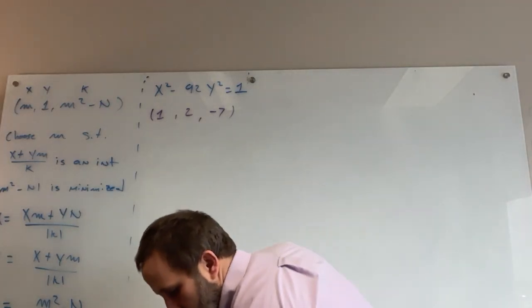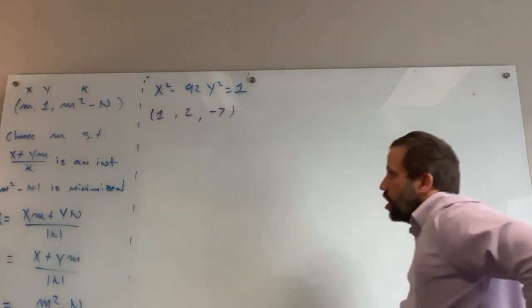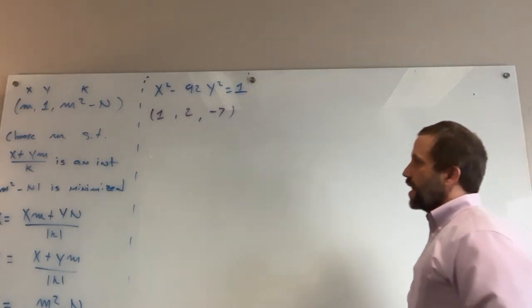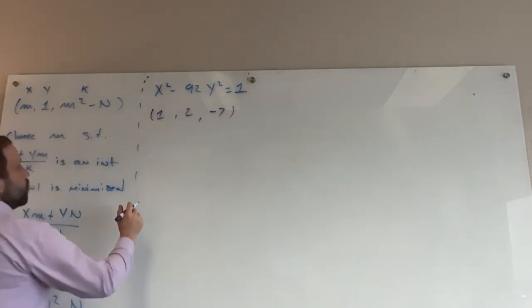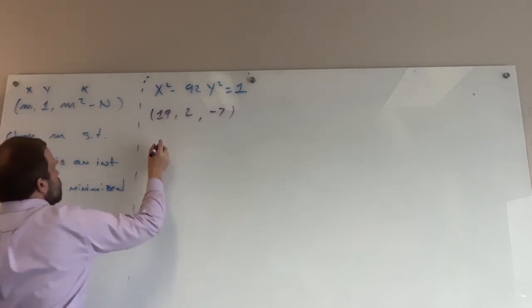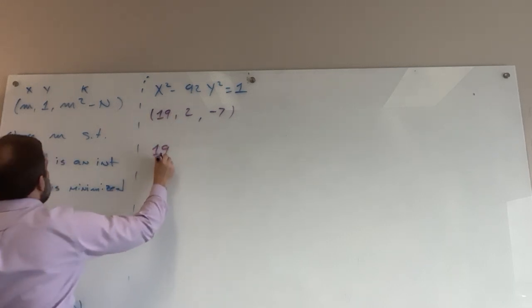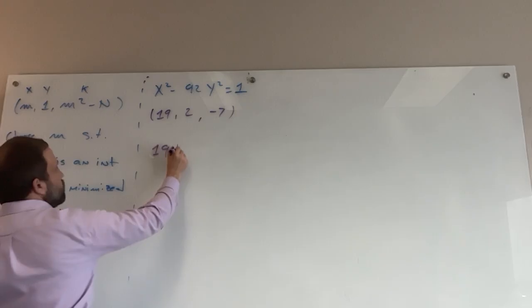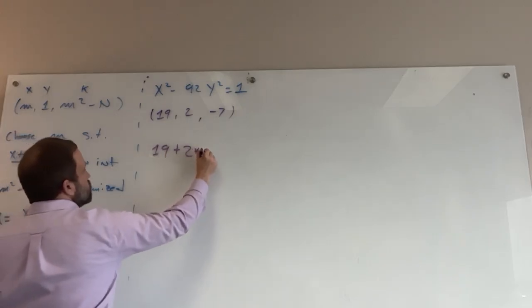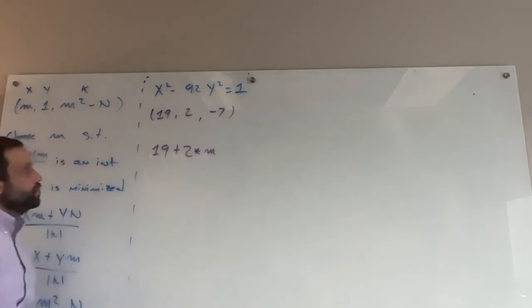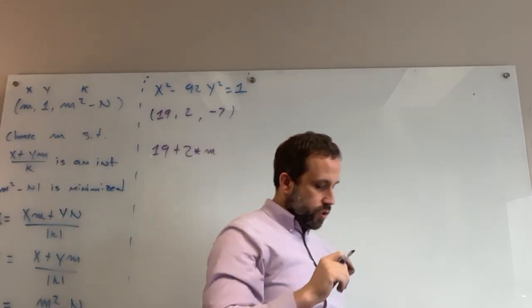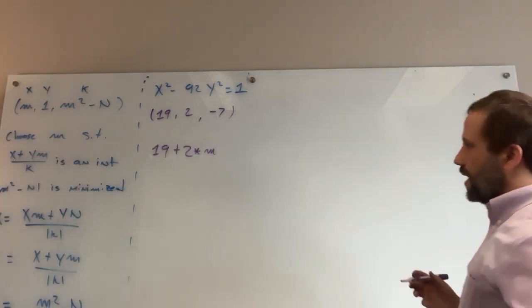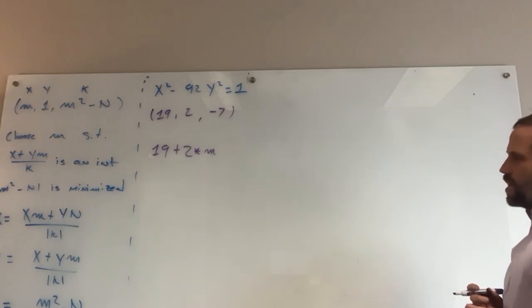All right, so now we're going to do this whole thing again. So again, we want to pick an m such that x plus ym is a multiple of k. So this is 19, not 1. So we want 19 plus 2 times m. We want it to be a multiple of 7. Okay, and again, we want to minimize m squared minus n. Okay, so let's think about this.